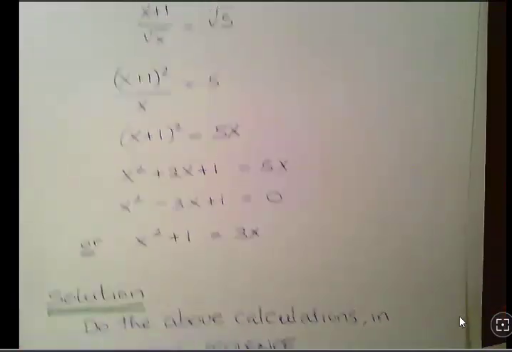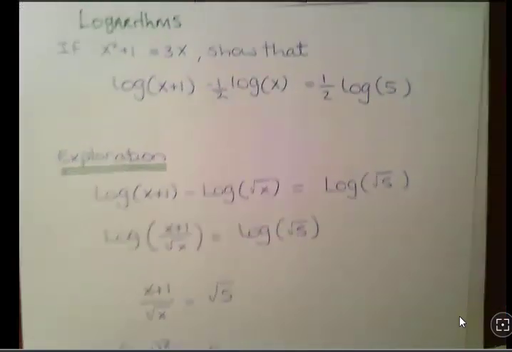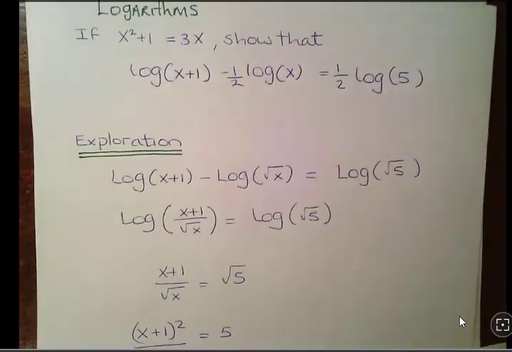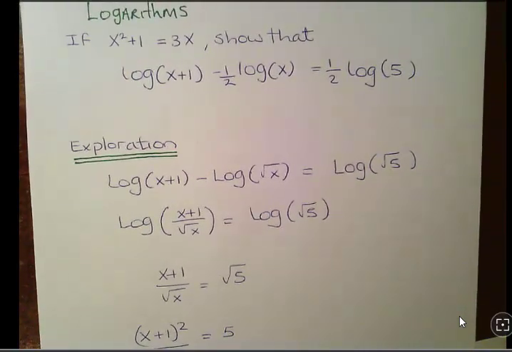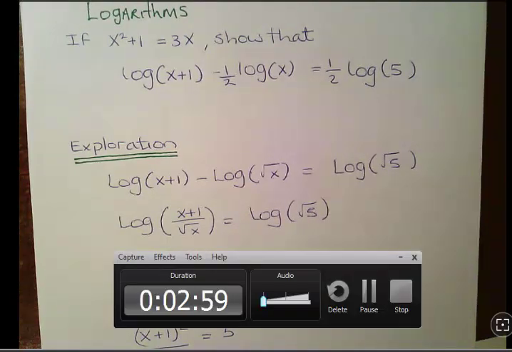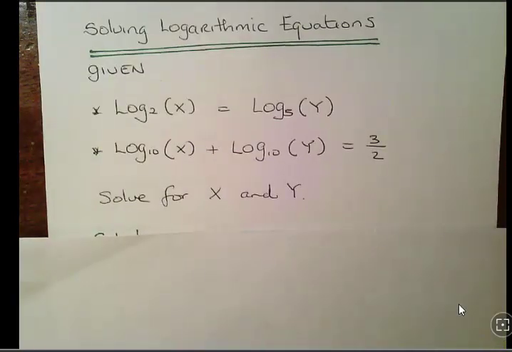Okay, so just look at the question again. There we go. Just get rid of that, it's just some notes in the background, just clutter. So there we go. If x squared plus 1 is equal to 3x, show that the log of x plus 1 minus half of the log of x equals a half of the log of 5. I'm just going to pause it now and set up for the second video.